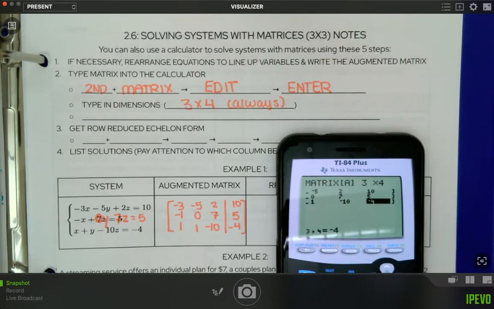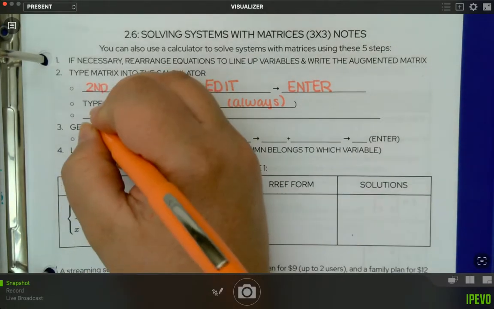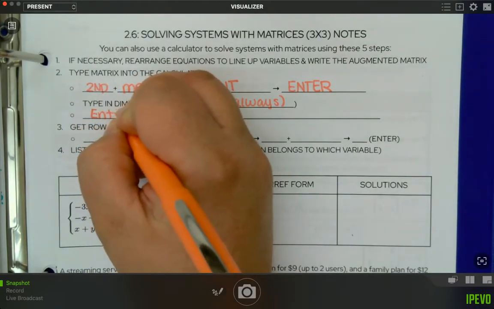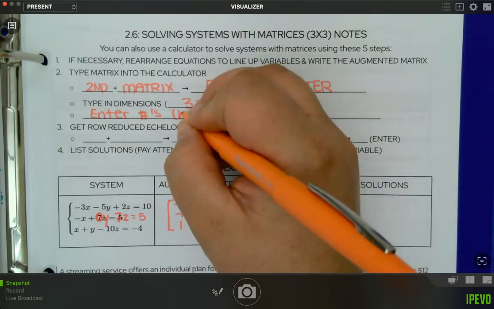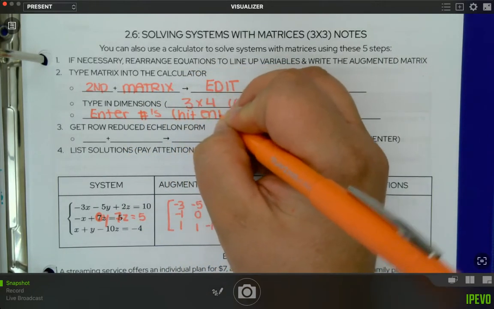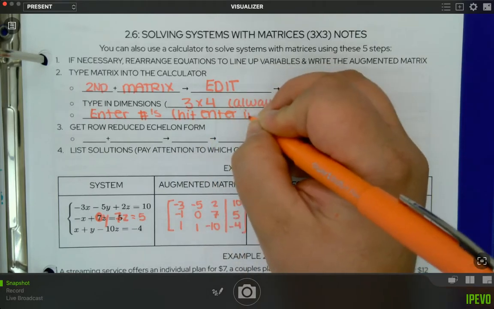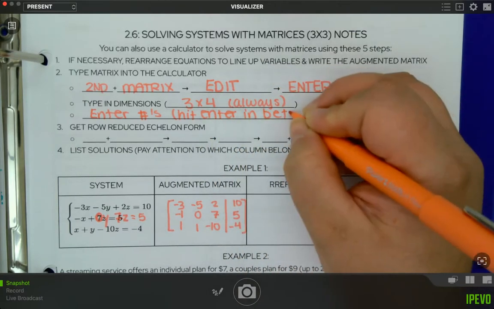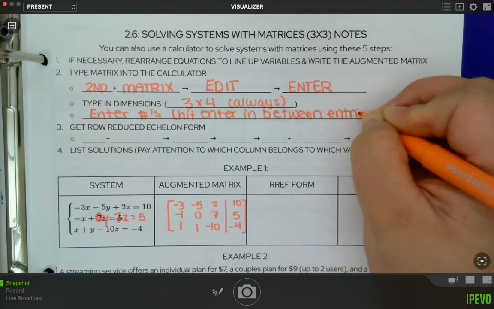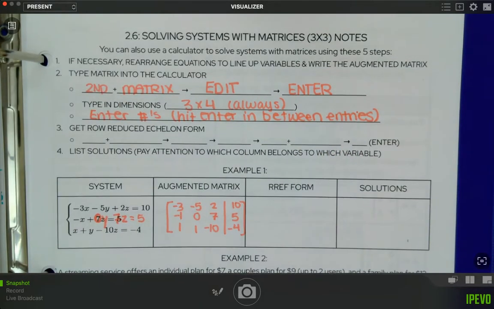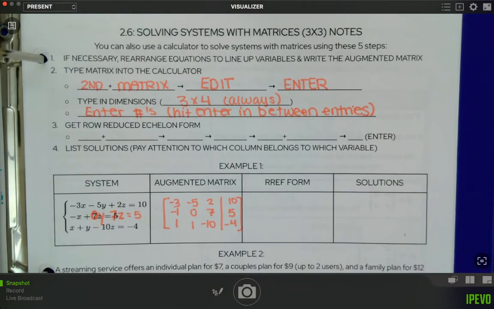Now, to actually solve it, we have entered all of the numbers, hitting enter in between entries. So now we have our matrix made. It's in our calculator. Our third step is to get the row reduced echelon form.